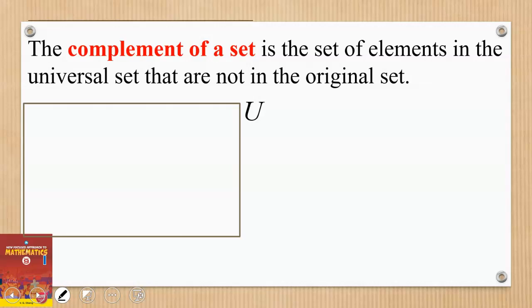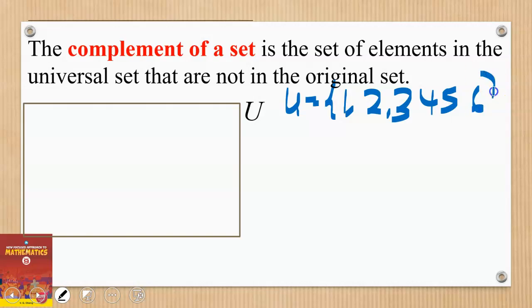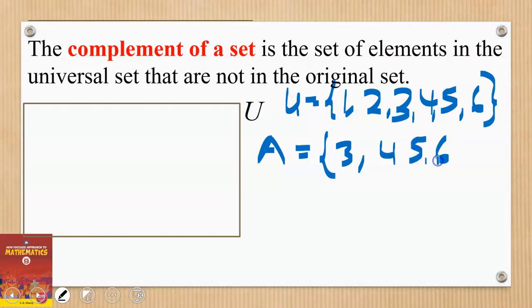The complement of a set, we said, is the set of elements in the universal set that are not in the original set. They are in the universal set, but not in the original set. For example, if I define the universal set to be the set of numbers 1, 2, 3, 4, 5, 6, this is the universal set. And I define a set called set A, and set A has elements 3, 4, 5, 6.